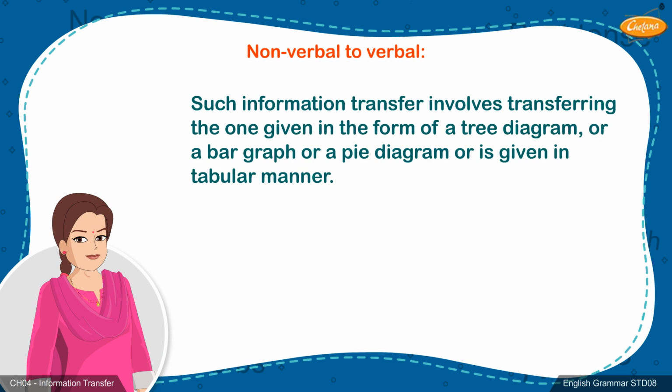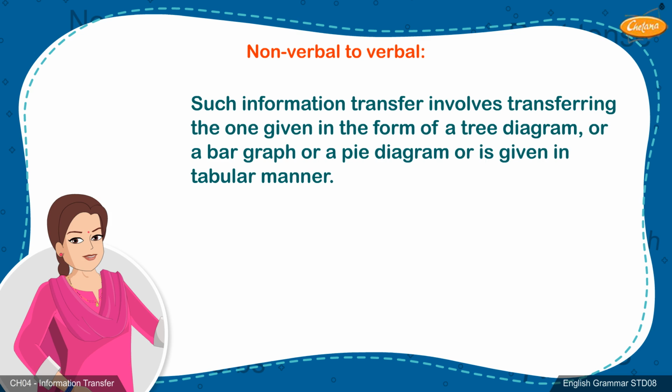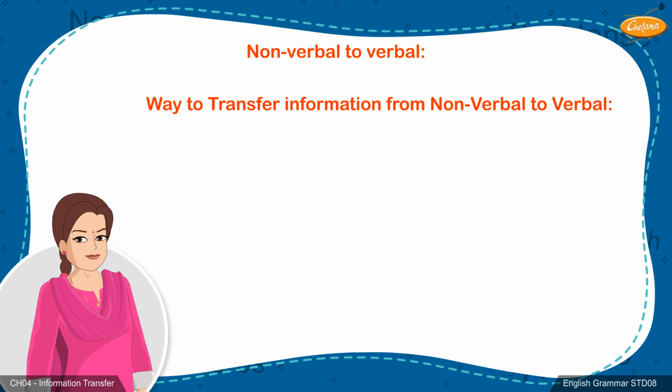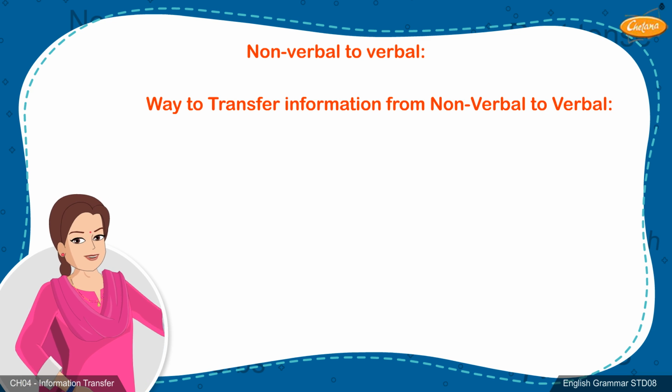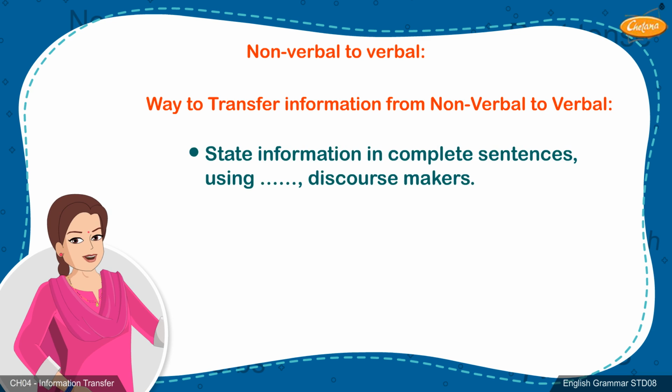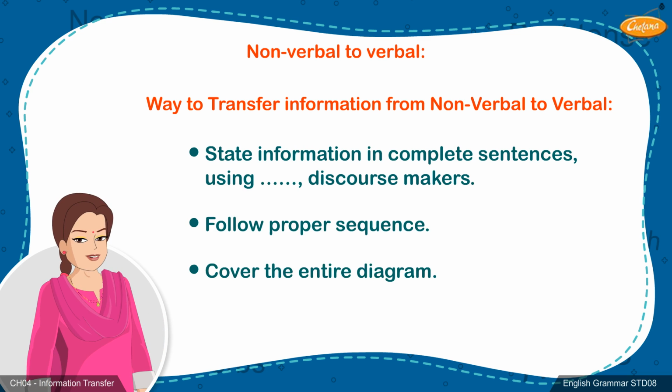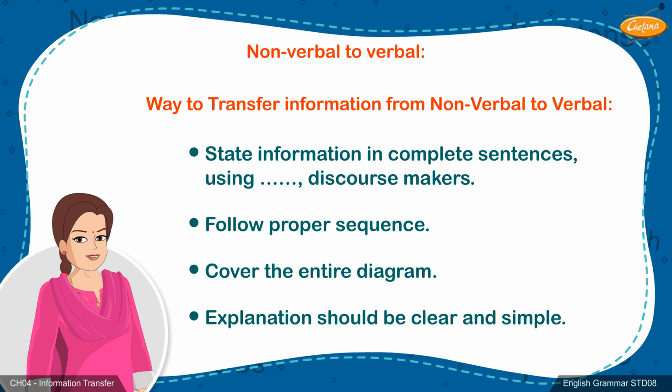Non-verbal to verbal. This kind of information transfer involves transferring the information which is given in the form of a tree diagram or a bar graph or a pie diagram, or is given in tabular manner. A few points to be kept in mind while transferring the information from non-verbal to verbal, such as: state information in complete sentences using discourse markers. Follow a proper sequence. Cover the entire diagram. The explanation given should be clear and simple.